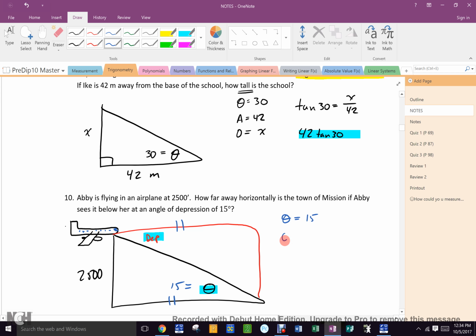Theta was 15, opposite was 2,500, adjacent was x. And you do your math, of course it is tan 15 equals 2,500 over x. And then we do algebra, 2,500 divided by tan 15 equals x. And I'm going to leave it that way. Why? Because that's the trig. Once you're to there, it's all calculator work, yes?